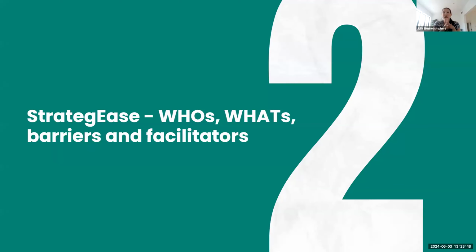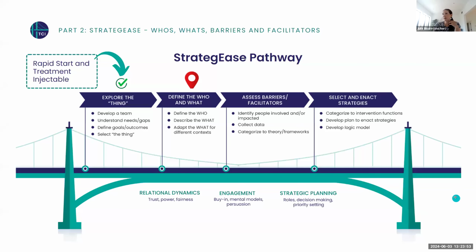So as I said, we're going to focus today on the strategies pathway. And when we think about the strategies pathway, we start by doing this first step, which we call explore the thing. And in most cases, I'm going to be honest, by the time people come and talk to us, they've already figured out what the thing is that they're implementing. Based on our previous conversations, it sounds like some people might be doing things like rapid start, treatment injectables, and a variety of other programs or practices or guidelines that you might be trying to implement in your setting.